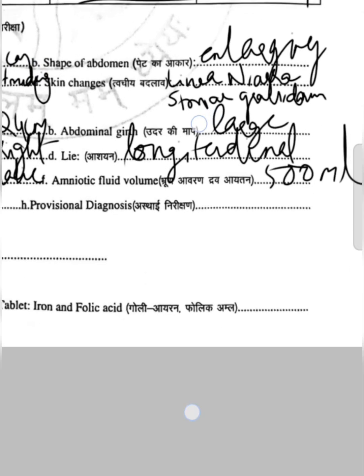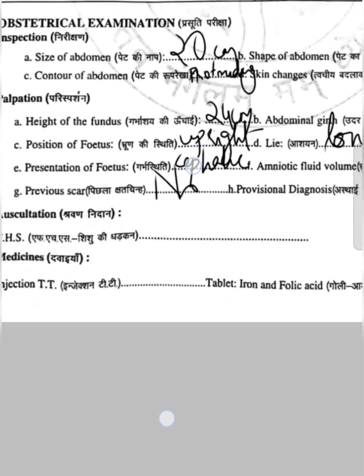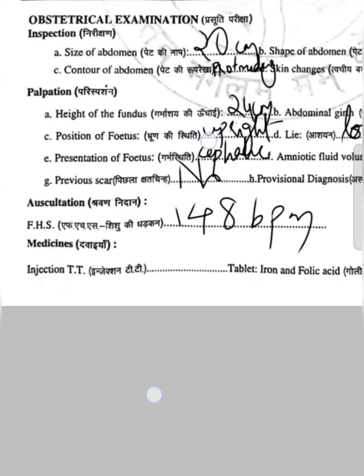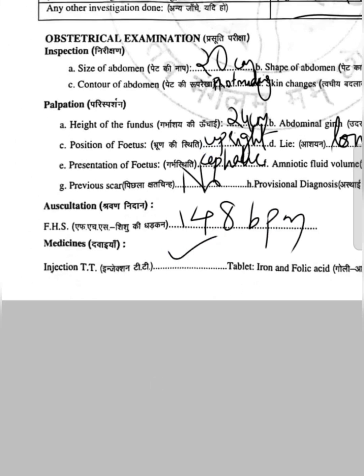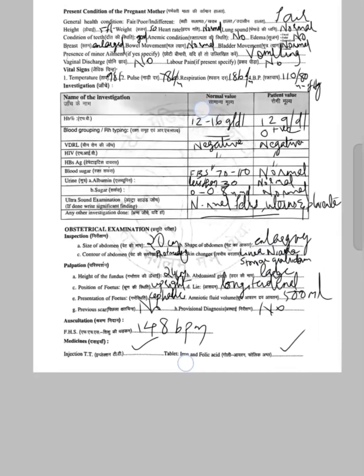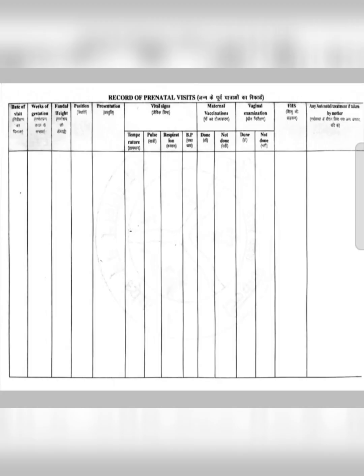And provisional diagnosis, there is no other provisional diagnosis, so I am writing no here. Fetal heart sound. At the 24th week of gestation, fetal heart sound is 148 beats per minute. TT injection, she already had the TT injections, and the iron and folic acid tablets. So this is our second page. Let's see the third page.